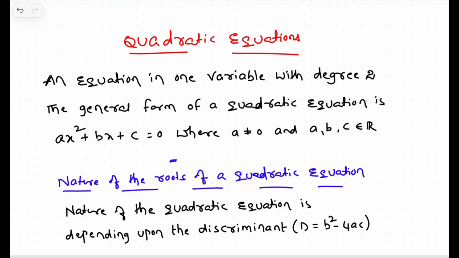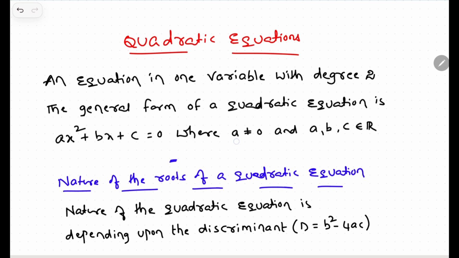Now, what is a quadratic equation? It is an equation in one variable with degree 2. Here we have the variable x. So the general form of the quadratic equation is ax power 2, so degree is 2: ax square plus bx plus c is equal to 0.